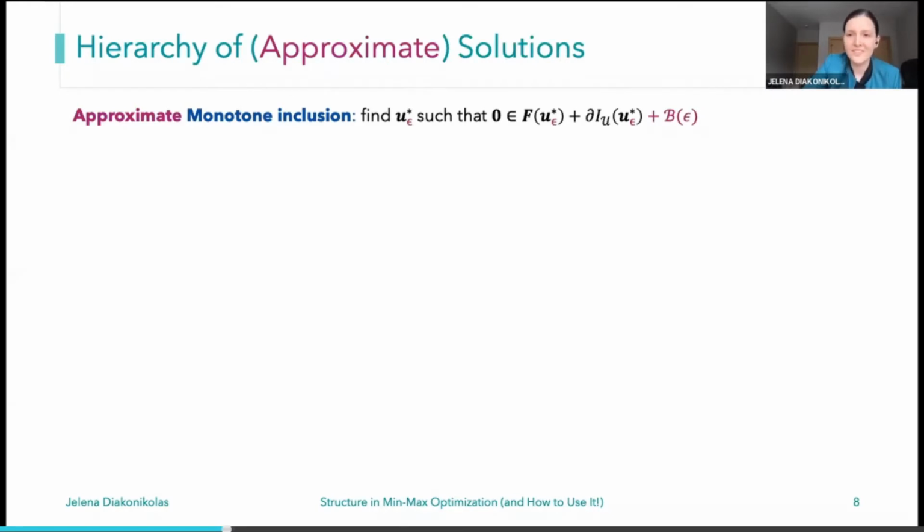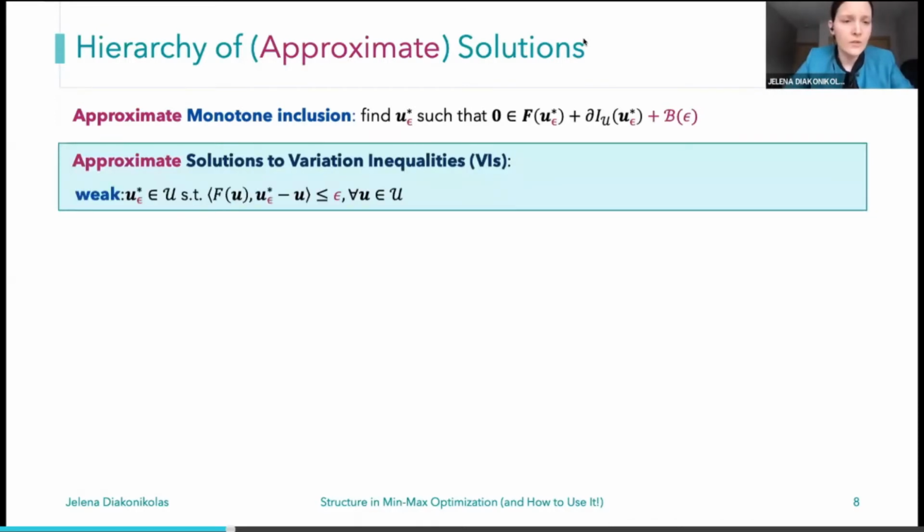things look different. And by approximate solutions, I mean you add some margin epsilon. So this B of epsilon is just a ball of radius epsilon. If you were in the unconstrained setup, it would mean your gradient is at most epsilon. And you do a similar thing for variational inequalities. Instead of 0, you put epsilon, which would be your margin.